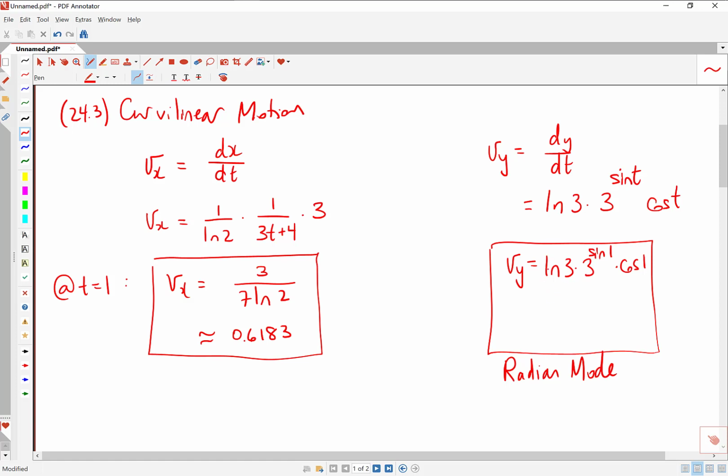Okay, so if you just type that into your calculator, ln 3 times 3 to the sine 1, you might want brackets around the sine 1 there. Most calculators could probably figure that out, but just to be safe, let's bracket that. And let's get a numerical value here. We'll do this to 4 decimal places. So it comes out to about 1.4961. So there we go. We've got our horizontal speed or our horizontal velocity and our vertical velocity. And we're going to now put these two numbers together to give an overall speed and direction for our particle.